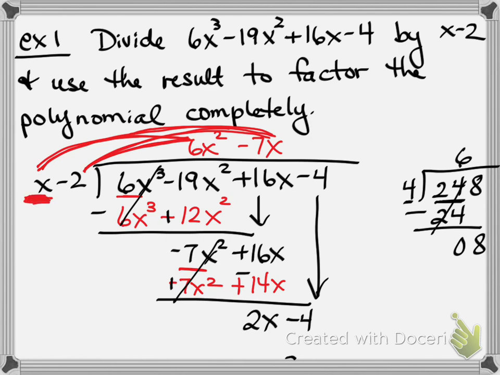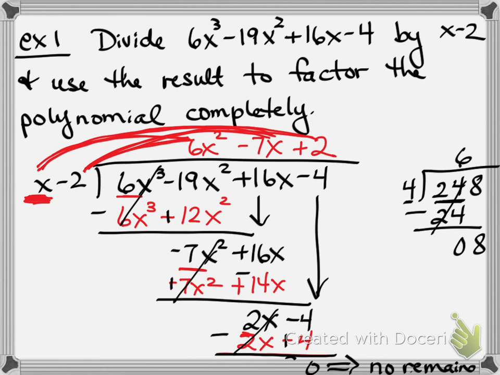What do we multiply x by to get 2x? 2. And then we distribute the 2 times both these things we divided by. 2 times x and 2 times negative 2. Draw the line. Change both of the signs. This should always cancel. And this time this one canceled. So that means there's no remainder. That means x minus 2 divided evenly.